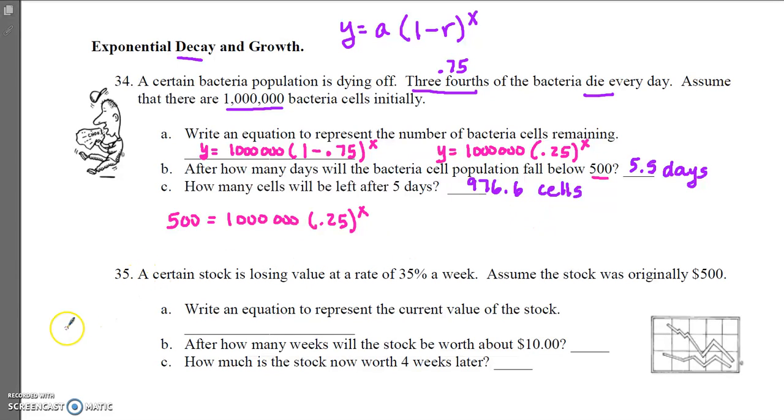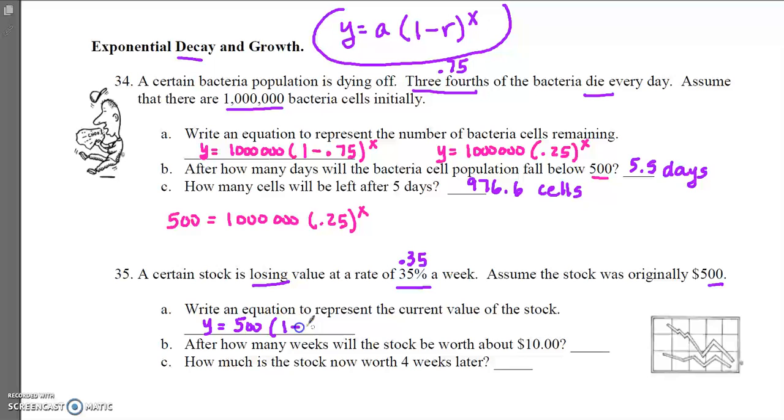All right, so if we look down here at number 35, it says a certain stock is losing value at a rate of 35% a week. Assume the stock was originally $500. So it tells us that we're losing. So again, we're going to be using the same decay formula right up here. 35%, we need to write this as a decimal, so 35% is 0.35. So if we write the equation, we will say y equals, and the amount that we started with was the 500.